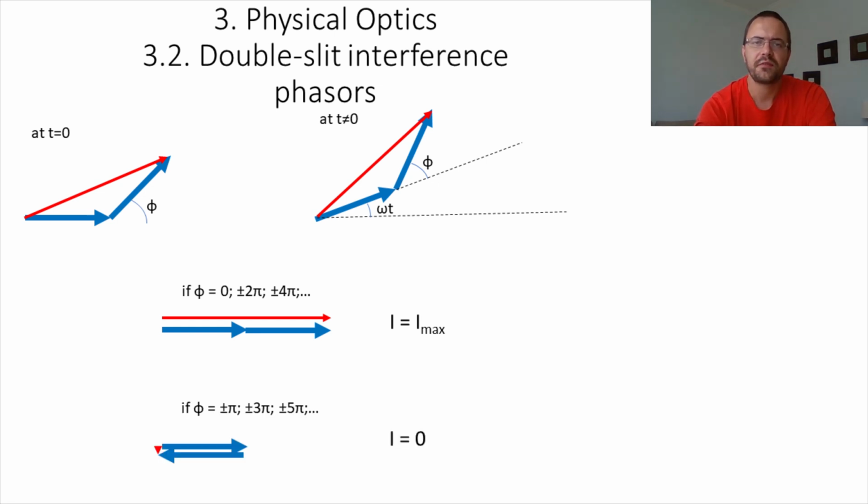And when the phase difference is equal to plus or minus pi, plus or minus 3 pi, plus or minus 5 pi, and so on, then the two phasors will be canceling each other, right? Because you have an angle of 180 degrees between the two. So the amplitude, which is represented by the sum of these two vectors, will be 0, and so the intensity will also be 0. And this technique will be very powerful when we will need to add more than just two phasors.